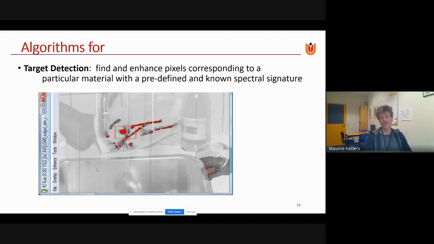And that depends on the application, which algorithms you use. So a little bit more on the different steps. If you want to find targets, you want to find pixels corresponding to a particular material. So say you have the reference spectrum of blood, and you can then analyze all the pixels in your spectral cube to see if there are spectra that resemble the spectrum of blood, for instance.